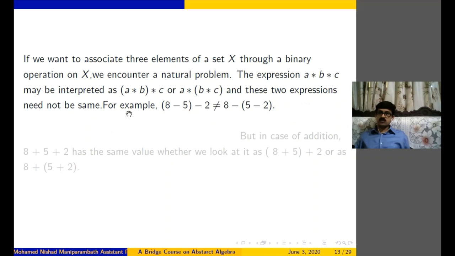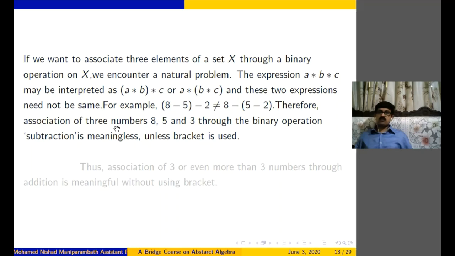For example, take 8 minus 5 minus 2. (8 minus 5) minus 2: 8 minus 5 is equal to 3, and 3 minus 2 is equal to 1. But 8 minus (5 minus 2): 5 minus 2 is equal to 3, and 8 minus 3 is equal to 5. So here 1 and here 5, and 1 is not equal to 5. That is why (8 minus 5) minus 2 is not equal to 8 minus (5 minus 2). So this expression need not be the same. Therefore, the association of three numbers through the binary operation subtraction is meaningless unless brackets are used.